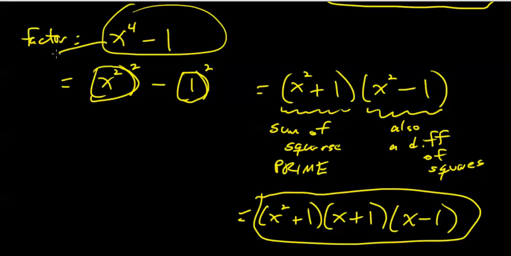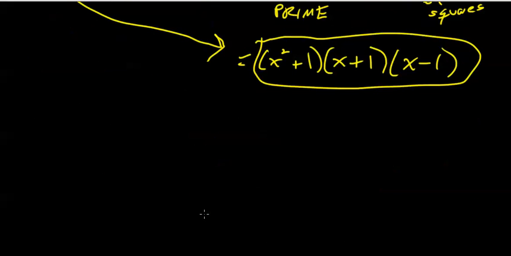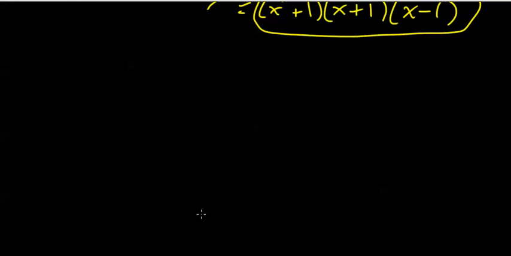The completely factored form of x to the fourth minus 1 is indicated below, right? X squared plus 1 times x plus 1 times x minus 1. Be sure your final answer has all the prime factors that should be included. Let's try another one. Factor a to the fourth minus 81.